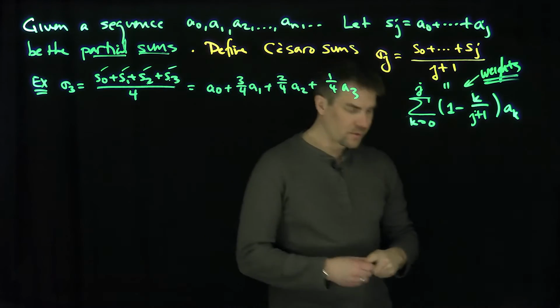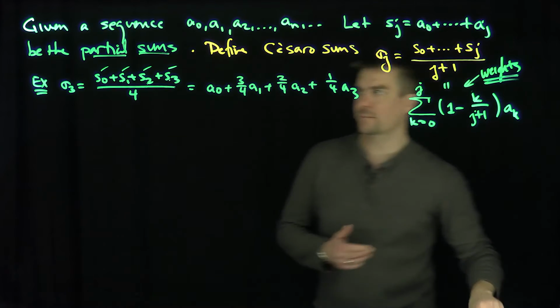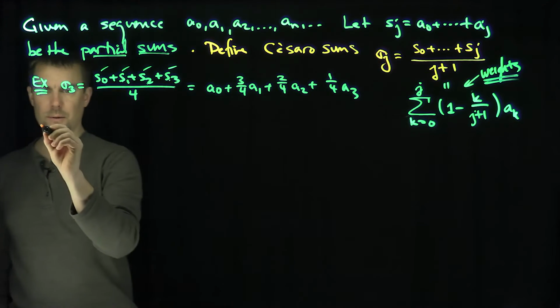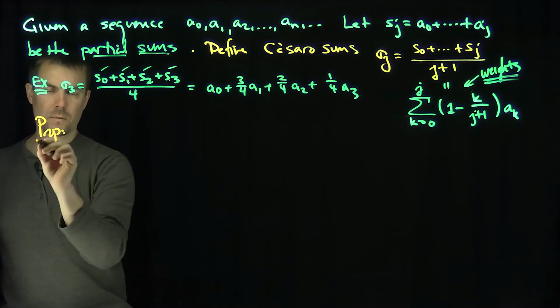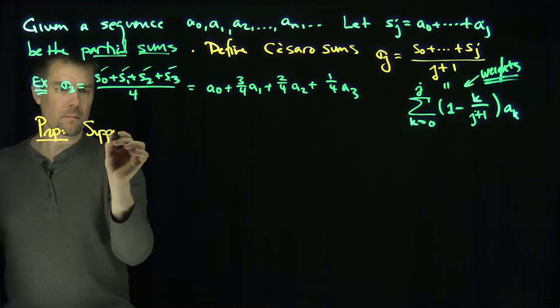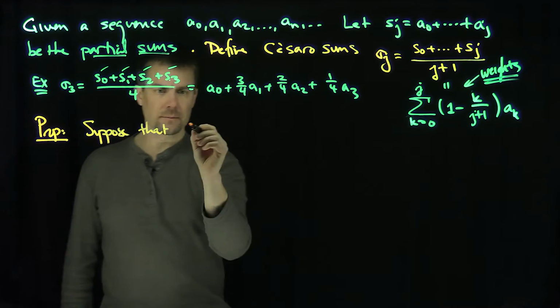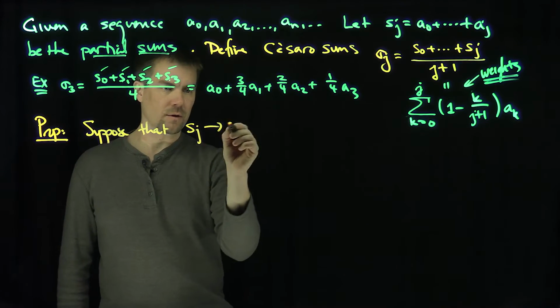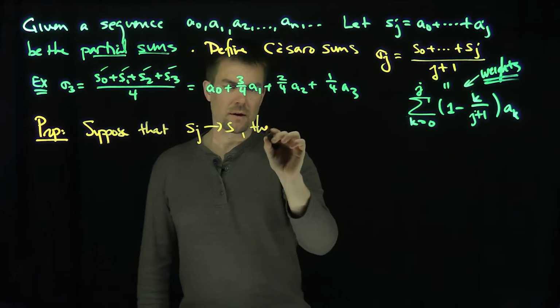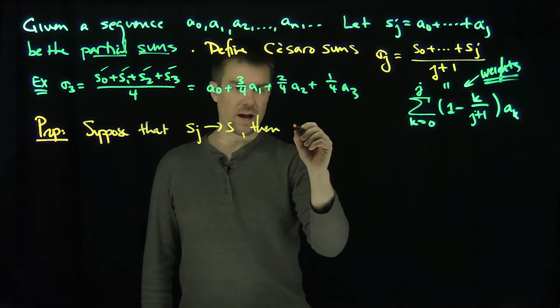And so what I'd like to show is the following. There's a proposition. Proposition: suppose that these Sj converge to S. Then the Cesaro means also converge to S.